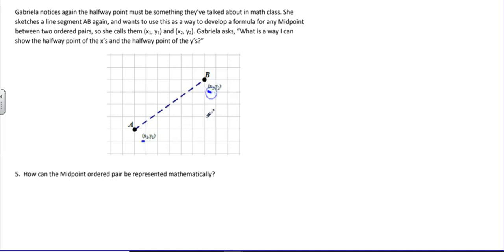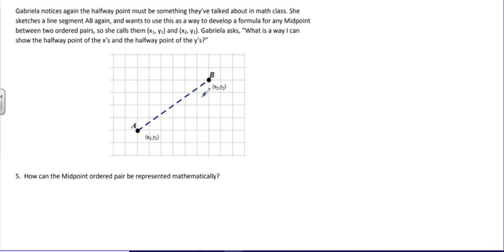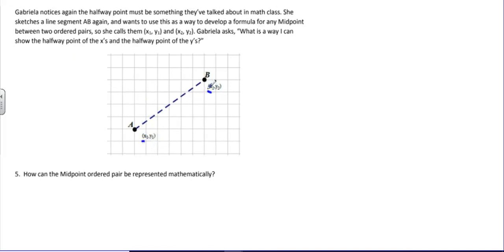Even though we didn't really need the coordinates because the problems were easy, we can always use the coordinates and just average them because we want to find the middle. So to find the middle between x sub 1 and x sub 2, I have x sub 1 plus x sub 2, and then we divide it by 2. So that would be the halfway point of the x's. Then with the y's, we just find the halfway point of the y's to find the middle of the vertical distance.